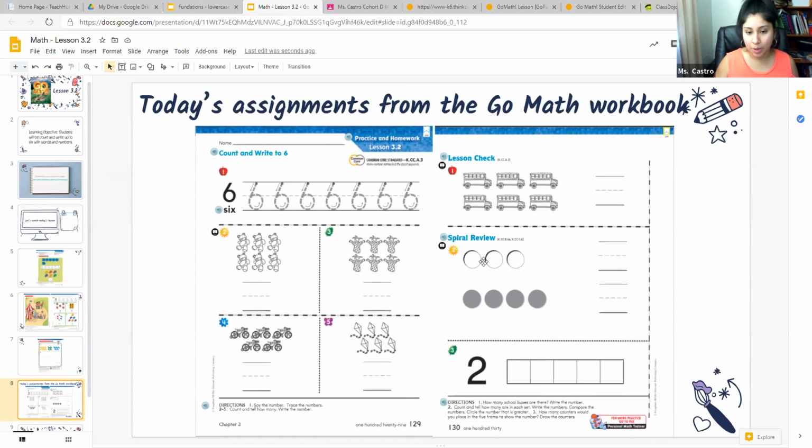Then for the next problem, they want you to count the white circles and the gray circles and then write the numbers on the line. And here they want you to circle the number that's greater. Remember, the number that's greater is the number that's bigger, okay? So look between the two numbers and you decide which one is the bigger number. And then on the bottom, they want you to show the number 2 by illustrating circles and labeling them, okay? So that is today's work for you, boys and girls.